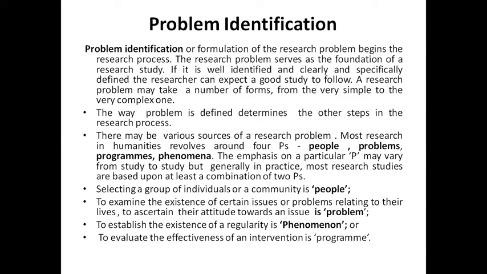There may be various sources of a research problem. Most research in humanities and social sciences revolves around 4 P's: people, problems, programs, and phenomena. The emphasis on a particular P may vary from study to study, but generally in practice, most research studies are based upon at least a combination of 2 P's.